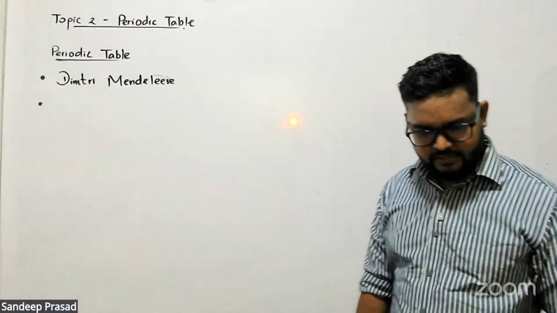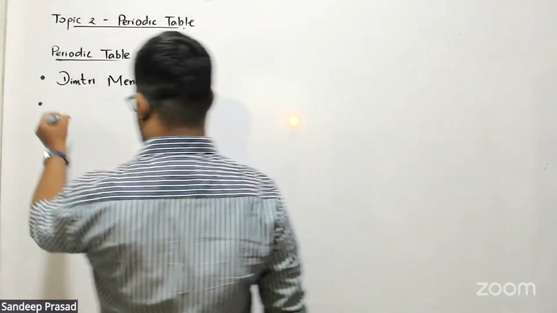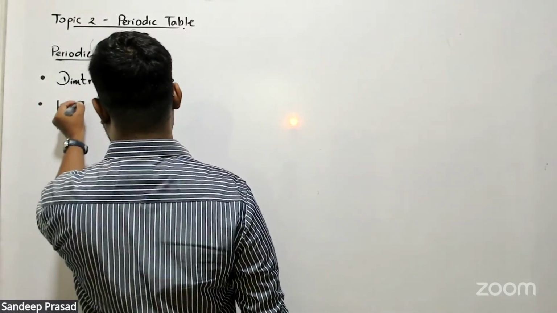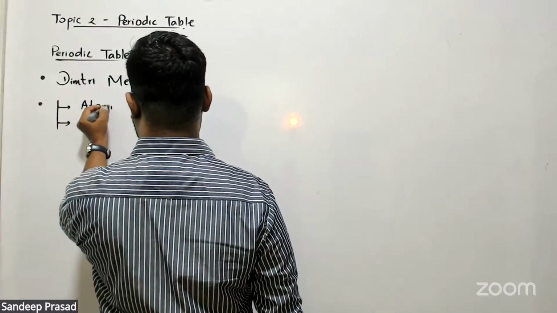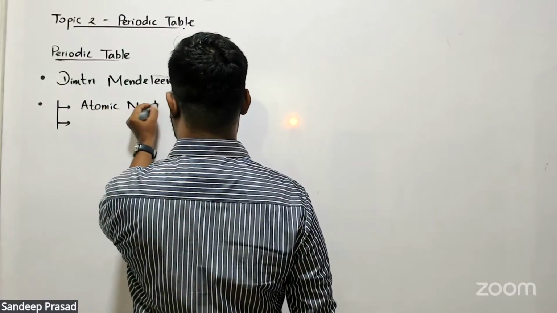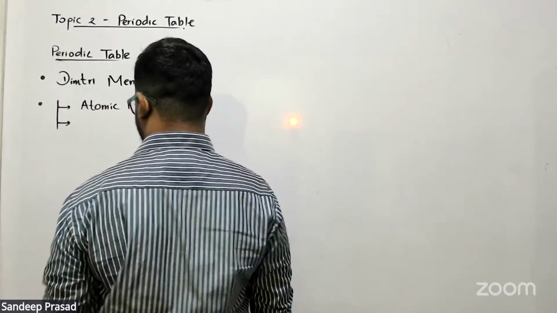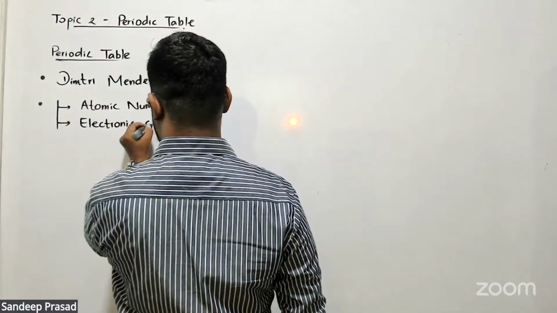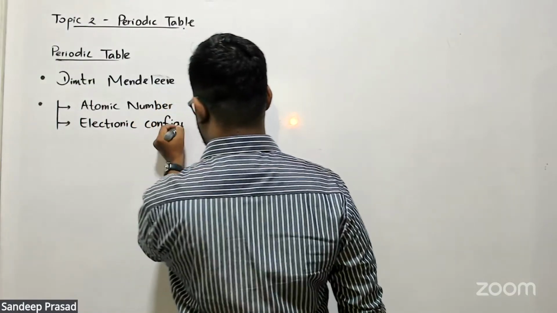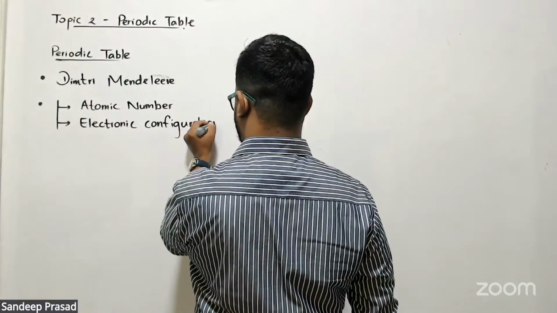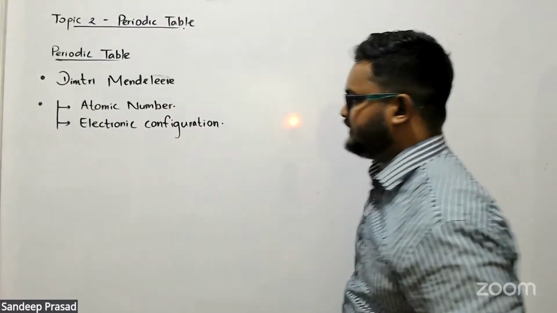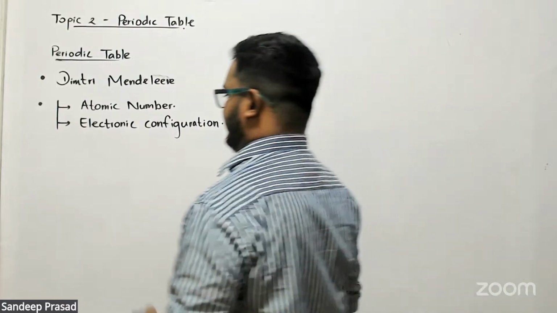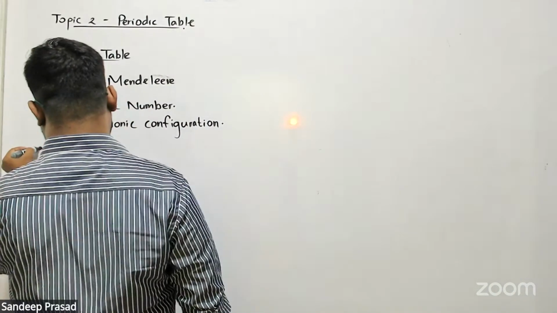Okay. And the current periodic table is based on which properties? Remember students, the periodic table is constructed by using these two factors. The first thing is actually atomic number. And the second thing is electronic configuration. Electronic configuration is the second factor by which the periodic table is constructed.